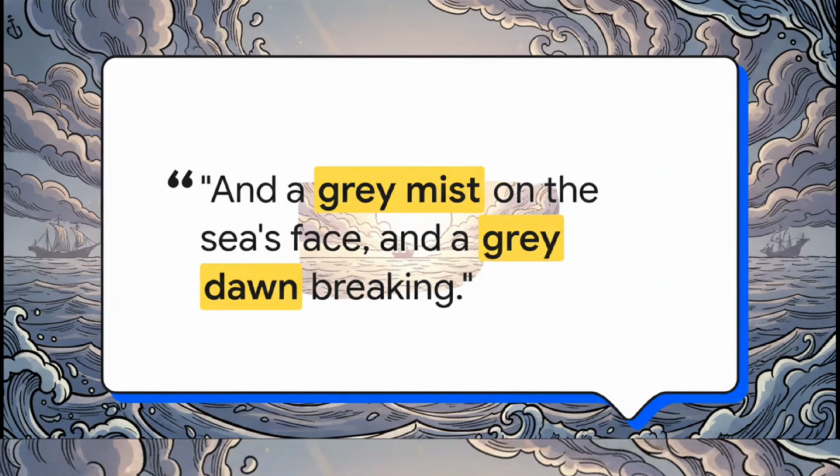The first stanza then ends with this line, "And a gray mist on the sea's face, and a gray dawn breaking." See the repetition of the word gray? What kind of feeling does that create? It's a very quiet, very mysterious mood, maybe even a little bit lonely. It paints a picture of the very beginning of the journey, that silent moment just before the sun is fully up.